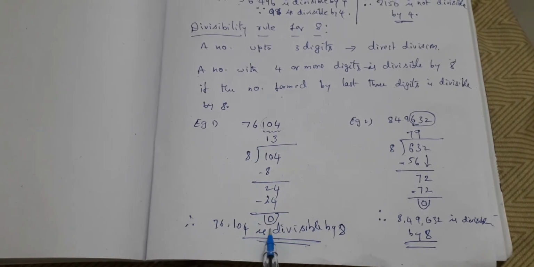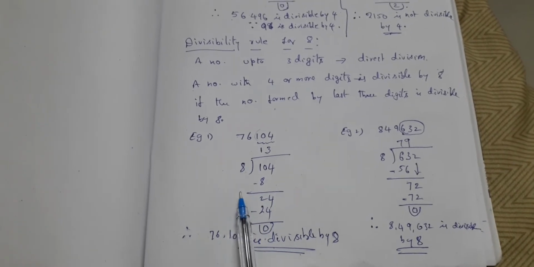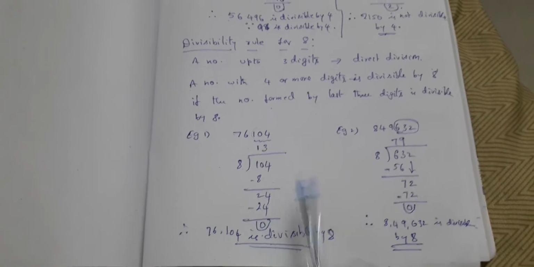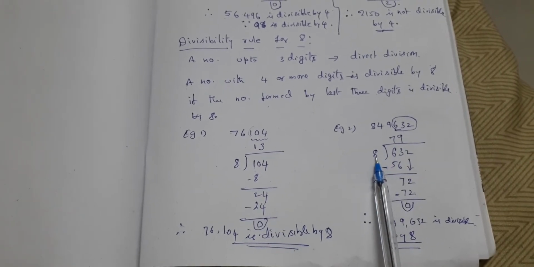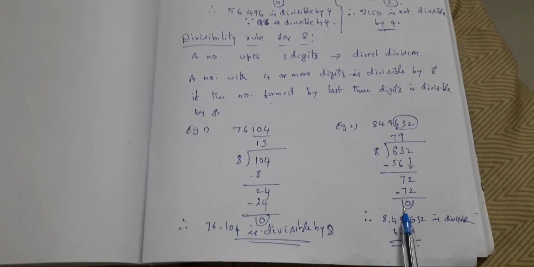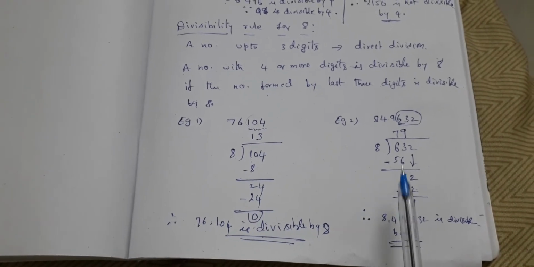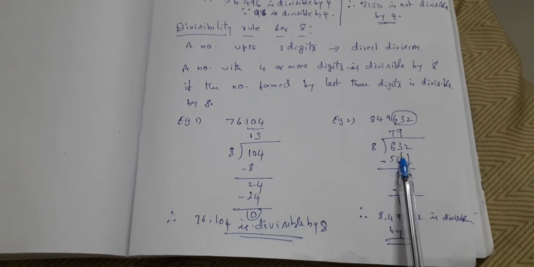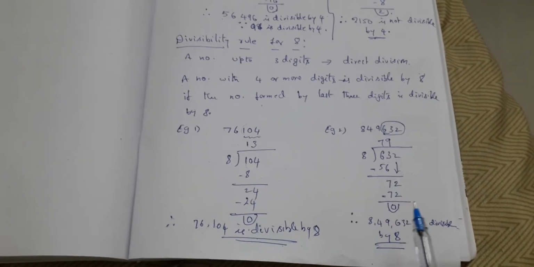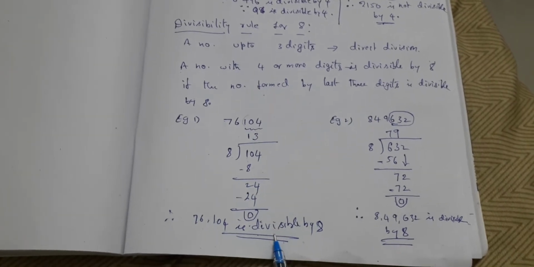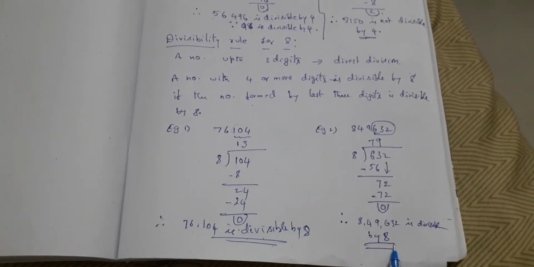remainder 0. Okay children, so we verified with 2 examples here. We can see that in both the examples, last 3 digits when divided by 8 are leaving a remainder 0. That means 8 is dividing the last 3 digits, or last 3 digits are divisible by 8 in both the cases. Therefore, here also this is divisible by 8. Here also this is divisible by 8.